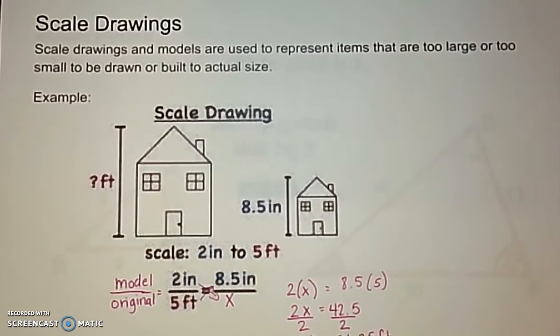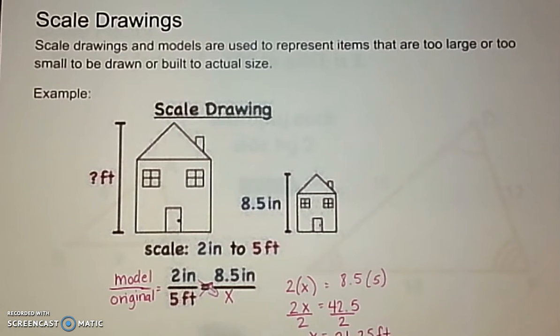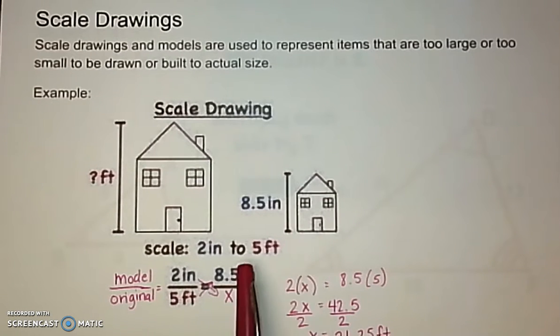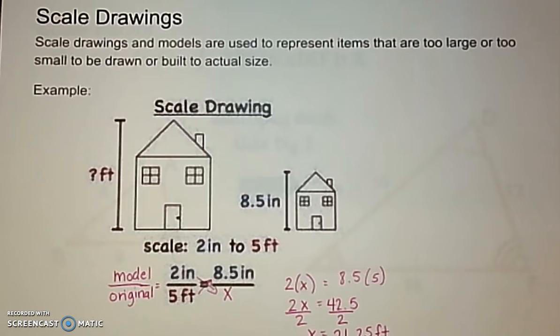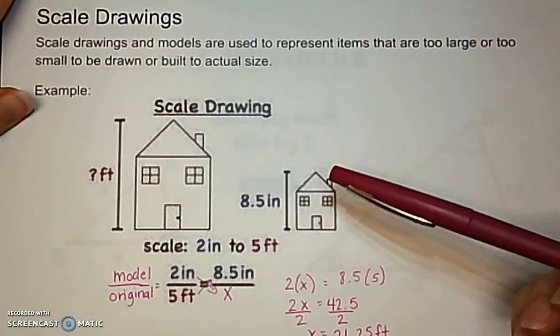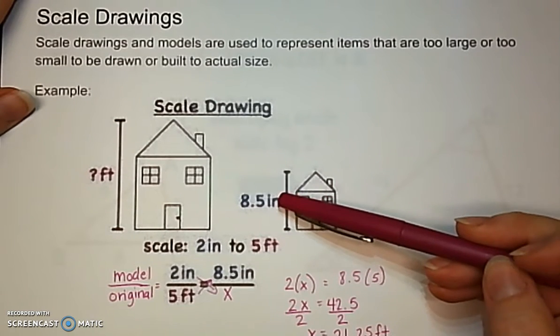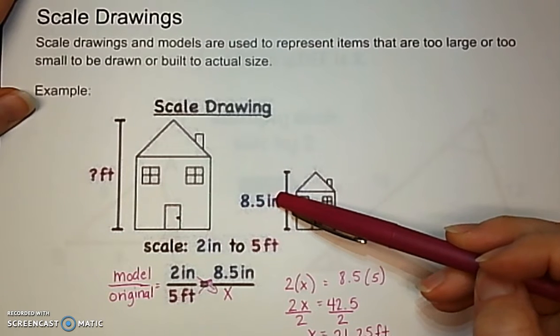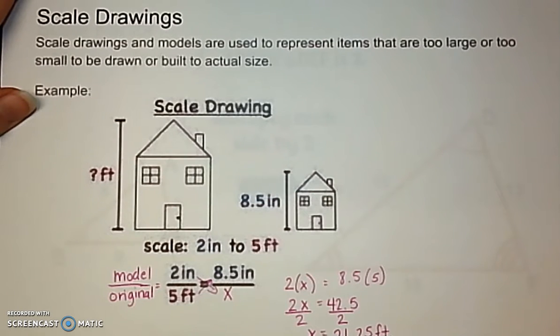And in this scale drawing that we're looking at here, 2 inches on the drawing is equal to 5 feet on the house. So for every 2 inches that we see over here, we have 5 feet on the house. And sometimes they're nice whole numbers, and you could just say, oh, well, there's 8 inches over here, and how many feet would that be over there? But this time we have 8.5. So you need another example of how to solve that.